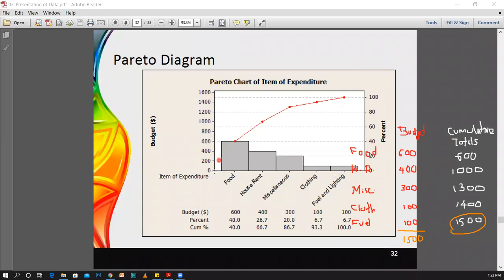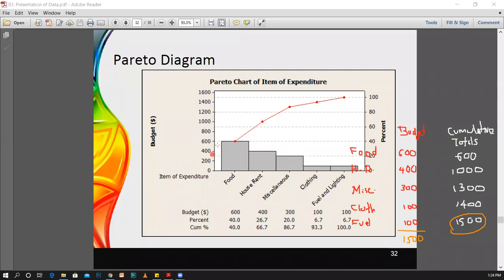If you look at this chart, on the left-hand side they have provided the values, and on the right-hand side of the y-axis they have included the percentage values. When you are creating these, the percentage values are not that necessary, but if it is given as Minitab output, it will give you the values as well as the percentage values. Now you can see the bars are in descending order: highest for food, least for fuel and lighting as well as clothes.